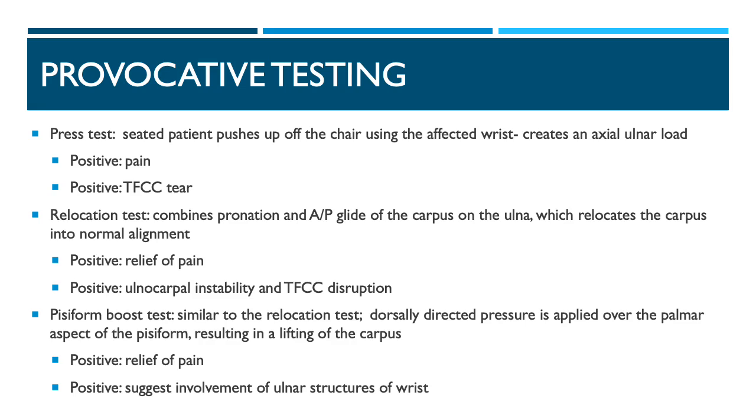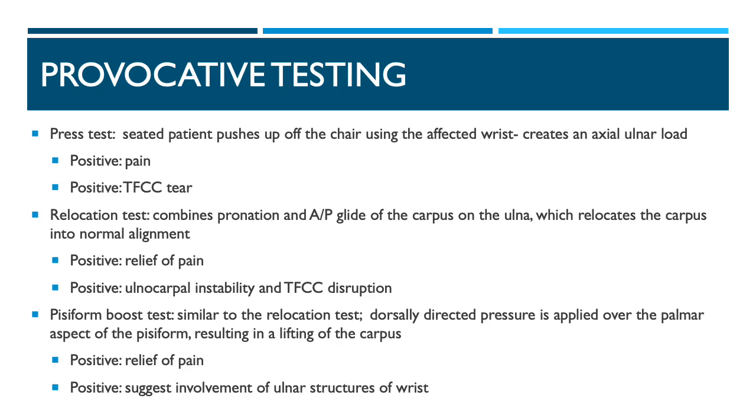The press test is when the seated patient pushes up from a chair using the affected wrist, which creates an axial ulnar load. A positive test would be pain that indicates a TFCC tear. The relocation test combines pronation and an anterior-posterior glide of the carpus on the ulna, which relocates the carpus into normal alignment. Positive would be relief of pain, unlike some of the other provocative tests, and this could indicate ulnocarpal instability or a TFCC disruption.